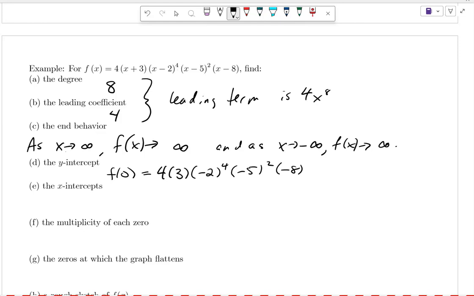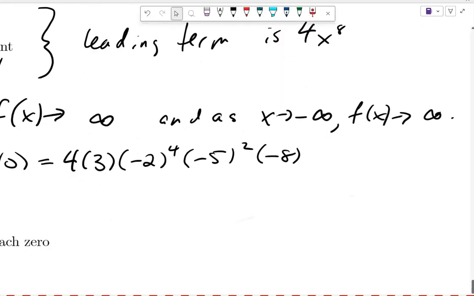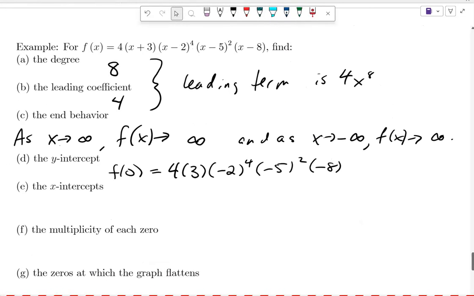Hopefully I gave people enough time to tell me what the answer is. Okay, negative 38,400. Okay, negative 38,400. Sounds good to me.